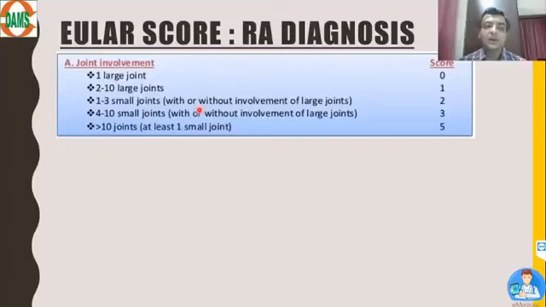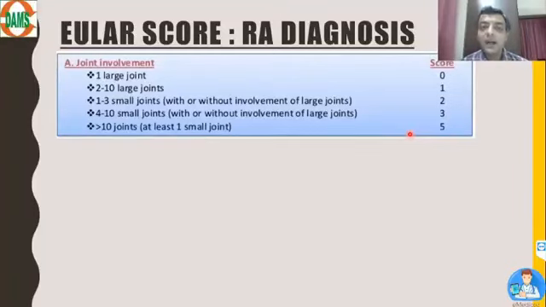If 1 to 3 small joints are involved, 2 points. If 4 to 10 small joints are involved, 3 points. And if more than 10 joints are involved, then you get a maximum score of 5 based on the pattern of joint involvement. This is only for your understanding, not for writing.